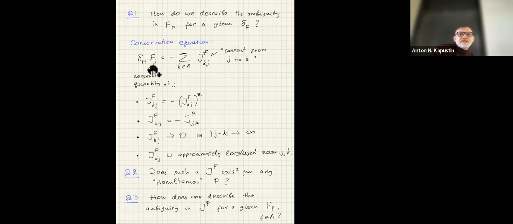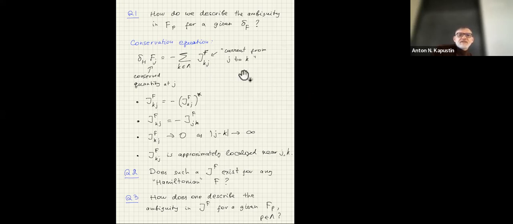The conservation equation on the lattice is something like this. The time derivative of an observable, say f, suppose f is the energy on some site j, should be equal to the flux of energy from all other sites. So there should be some other observables, labeled by two points in the lattice, which represent the current flowing from j to k.